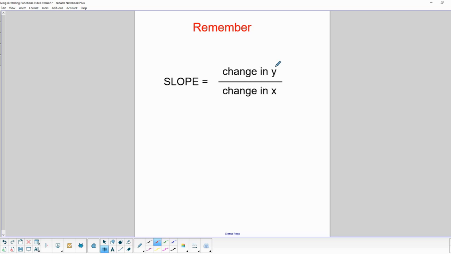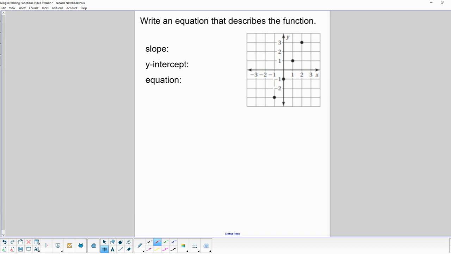Remember, the slope is the change in y over the change in x. So if we gave you a line or a couple of points on a line, you could do a little bit of counting and determine the change in y over the change in x. So here's what we want you to do with this information. I've given you 4 dots on the line here, and we need to determine first the slope. So let's just pick a couple of dots. We have to go over 1 and up 2, over 1 and up 2.